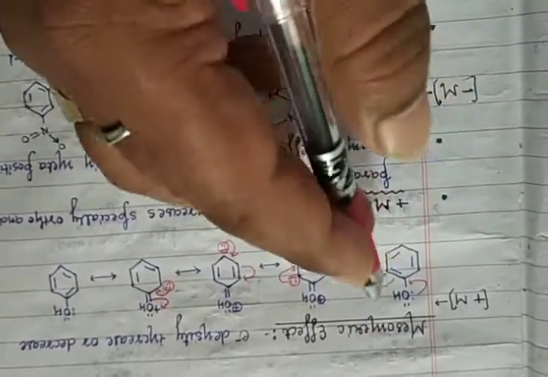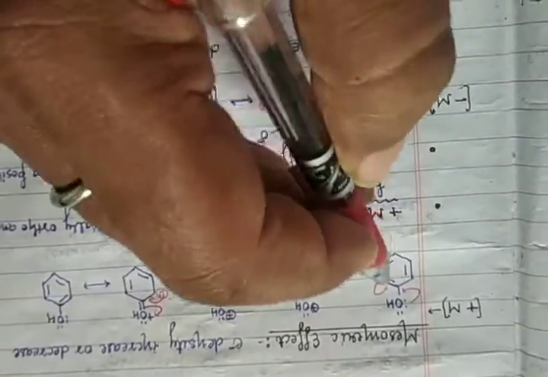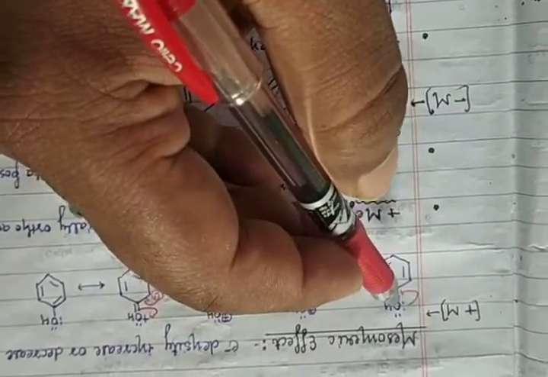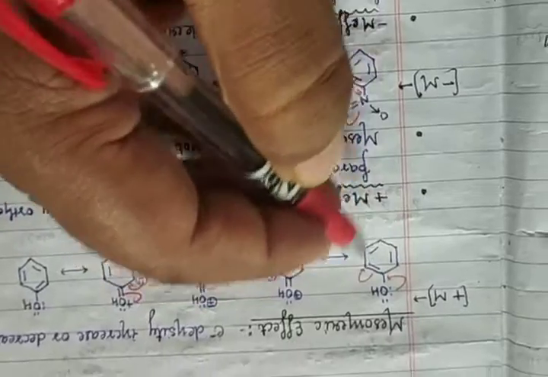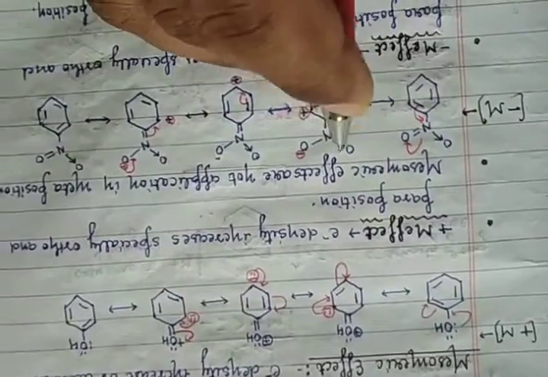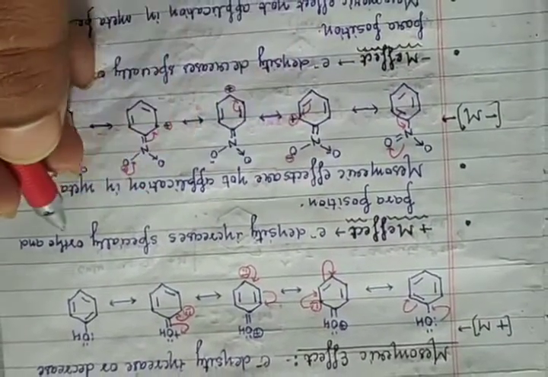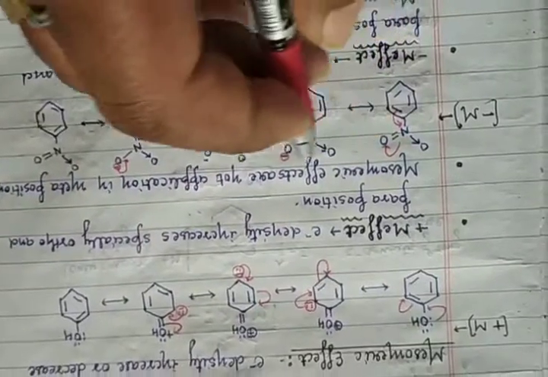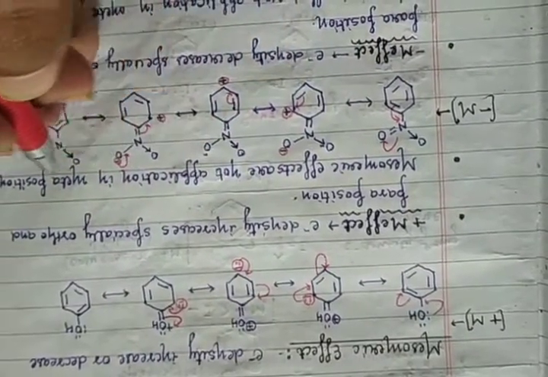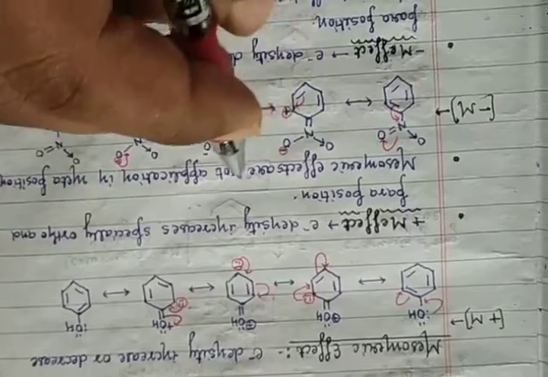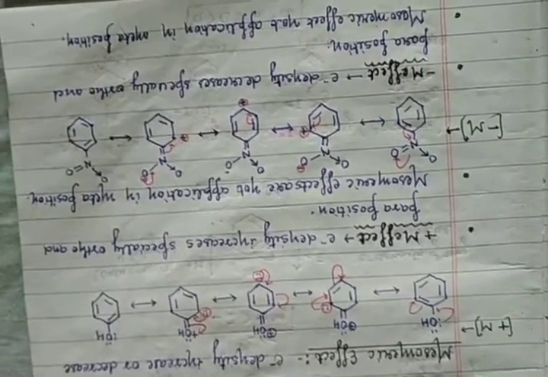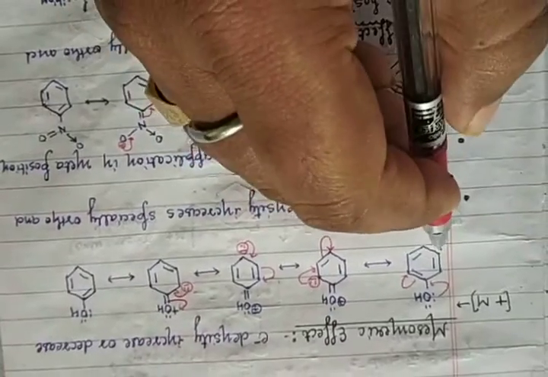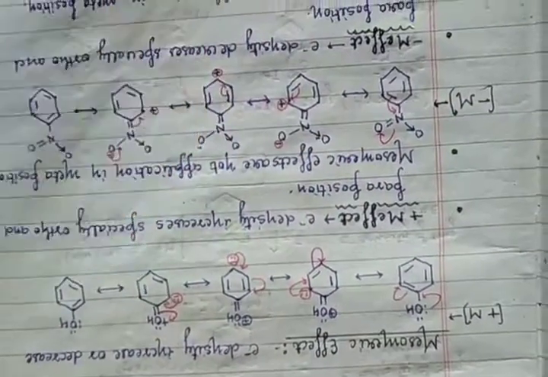Now in this case, look, oxygen donates electrons to the nucleus, so it means the electron density of the nucleus increases. Clear? And mainly in which position? Ortho and para positions. The mesomeric effect is not applicable at the meta position. Just learn it. Clear? Negative charge, look, at the meta position there is no negative charge.